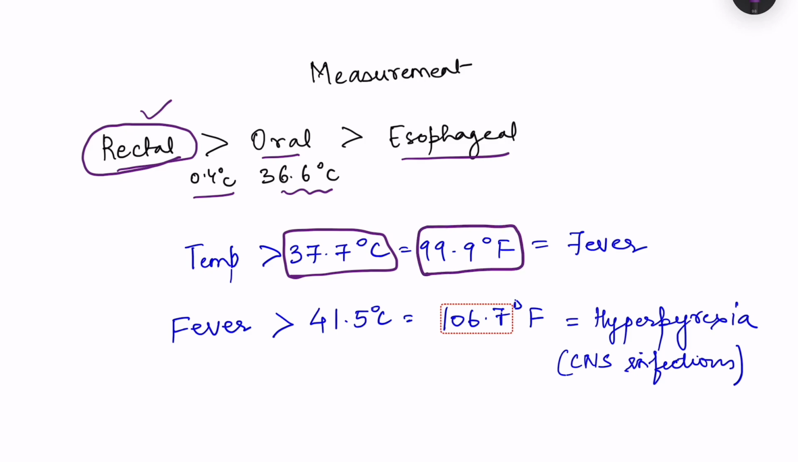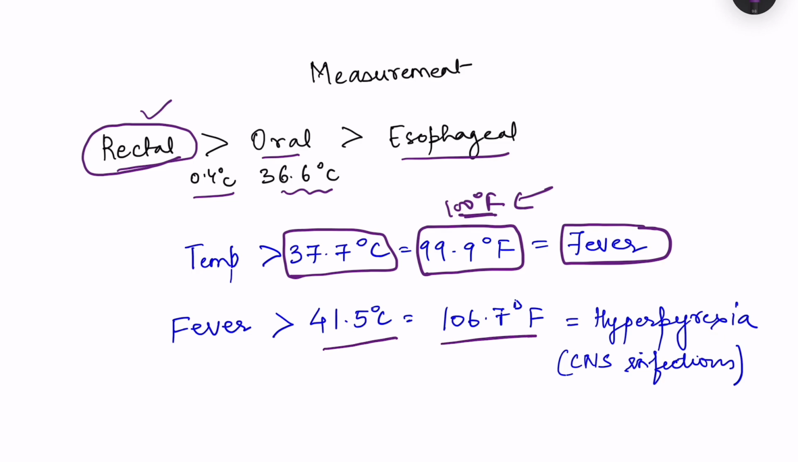Okay. Now, when the temperature increases beyond 37.7 degrees Celsius, or we can say in Fahrenheit 99.9 degree Fahrenheit, then it is known as fever. Okay. So, as the temperature touches 100 degree Fahrenheit, that is fever. This value is simple to remember, 100 degree Fahrenheit. When the fever is more than 41.5 degree Celsius or 106.7 degree Fahrenheit, that is known as hyperpyrexia. So remember 106 degree Fahrenheit. Hyperpyrexia generally occurs due to CNS infections.